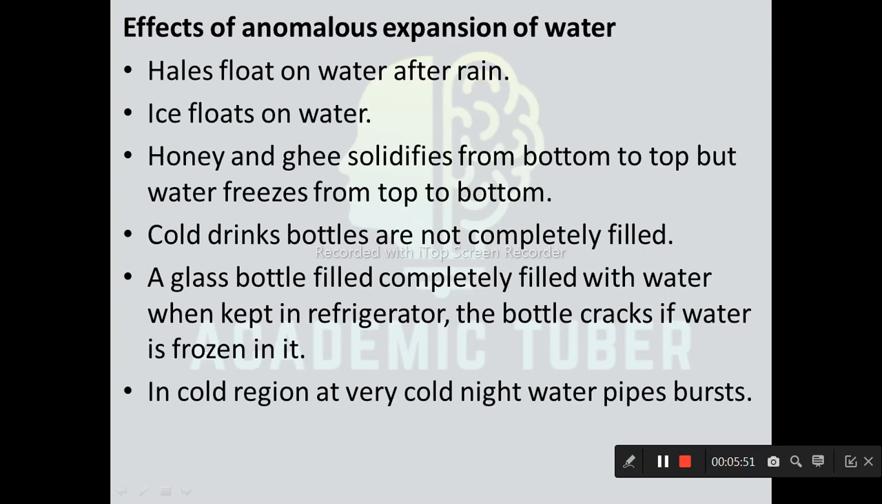In cold regions, or we can say the Himalayan region, on a very cold night, the closed water tap cracks. That's why in such regions taps are left open.